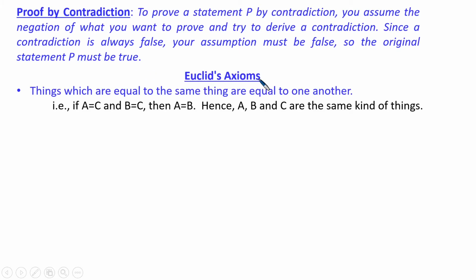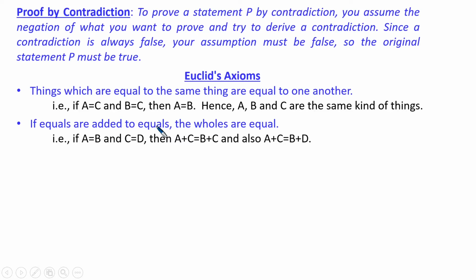Now we come to a few useful axioms. One of them says things which are equal to the same thing are equal to one another. That means A is equal to C and B is also equal to C, both equal to the same thing C. Then A is equal to B. Then, if equals are added to equals, the wholes are equal. Suppose A equal to B and C equal to D. When you add these equals, A plus C is equal to B plus D. So if you add equals, the wholes are also equal.